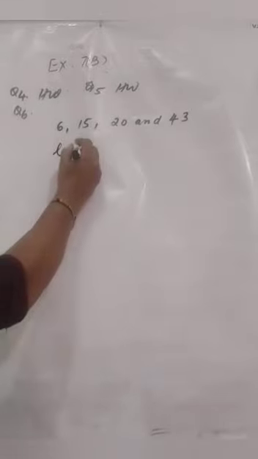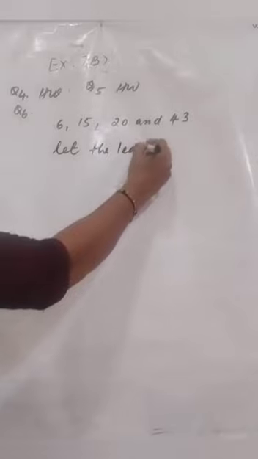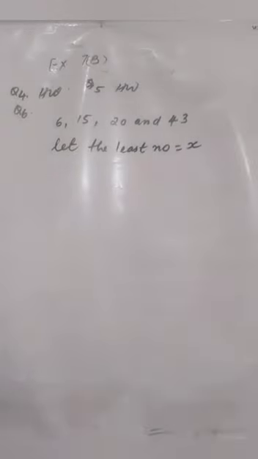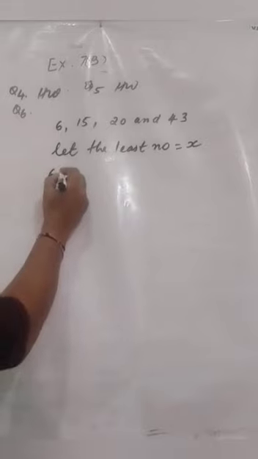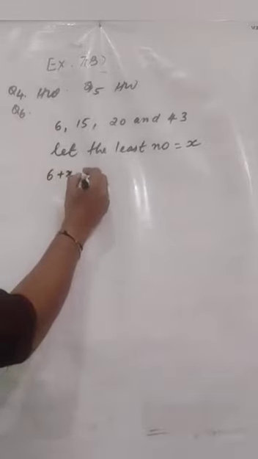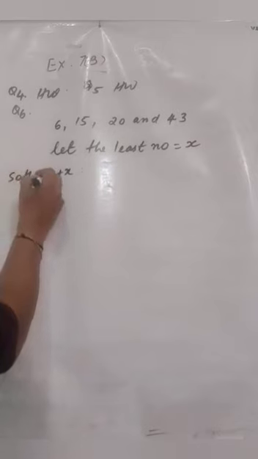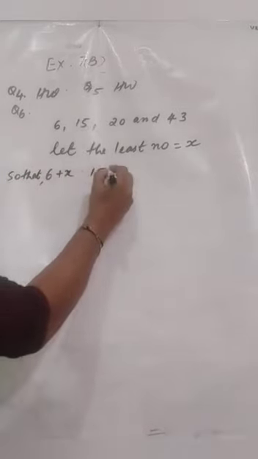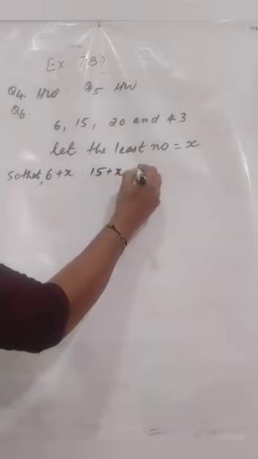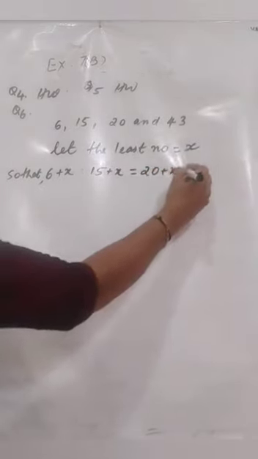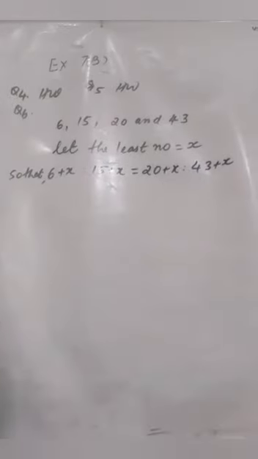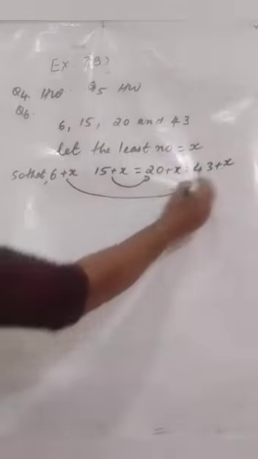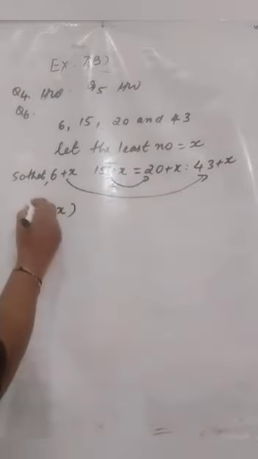Okay. Next is question number 4, 5 homework, sixth one. There are 4 numbers given. Find the least number to be added to each number so that the numbers become in proportion. So let the least number to be added be x. Take 6 plus x, 15 plus x, 20 plus x and 43 plus x. We can write they are in proportion, that is given in the question. So 6 plus x is to 15 plus x equal 20 plus x is to 43 plus x.